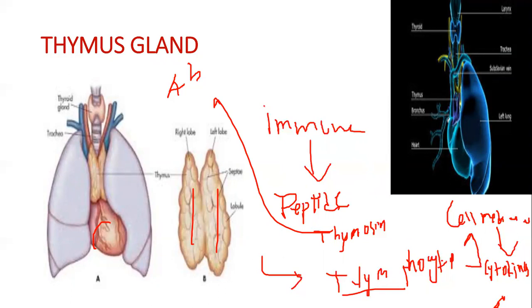In old individuals, there is decreased production of thymosins. That's why we say that as a person becomes old, their immune response is weak. Why? Because there is decreased production of thymosin in old people.